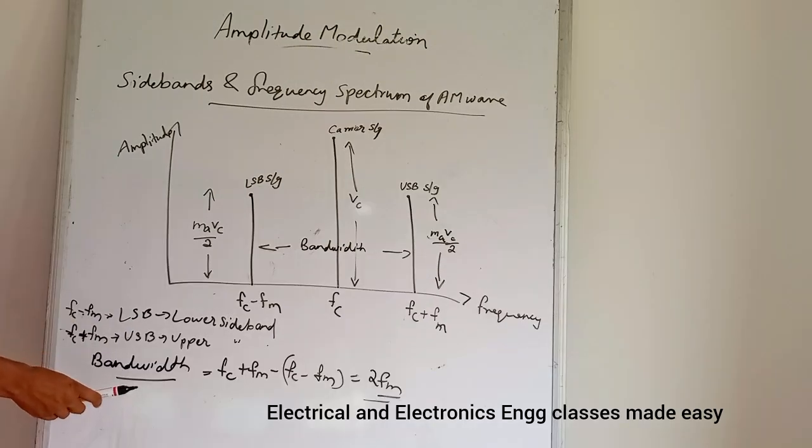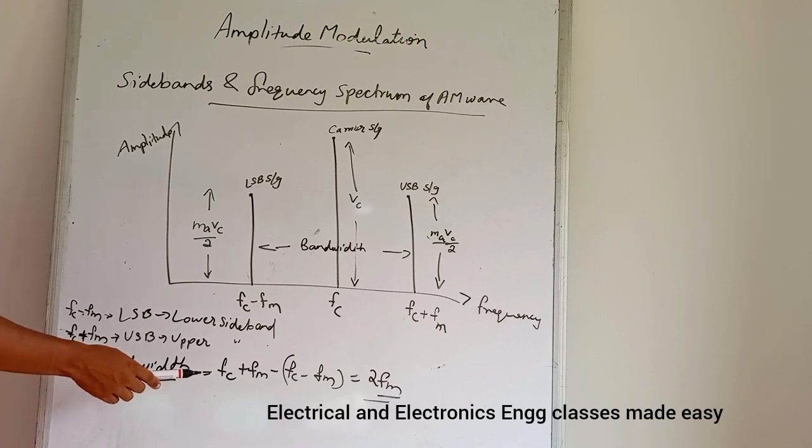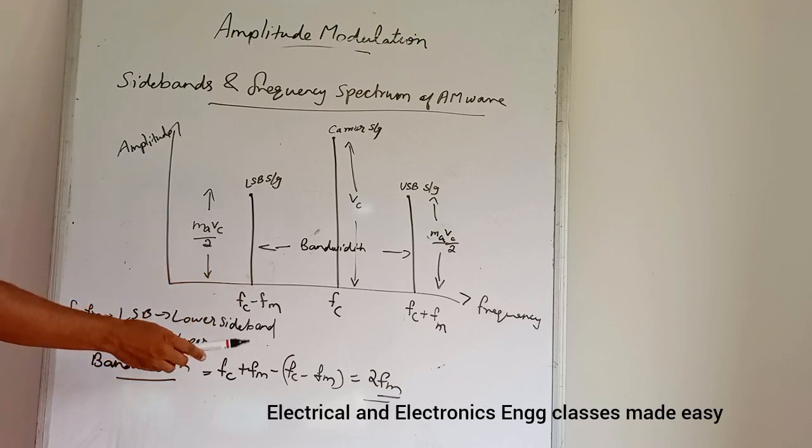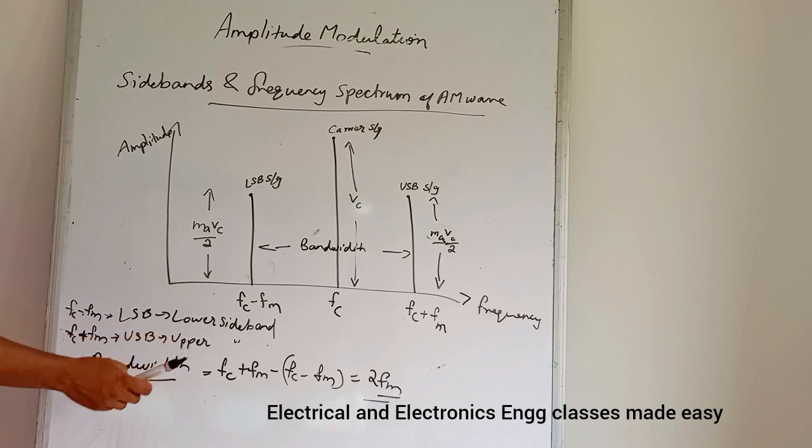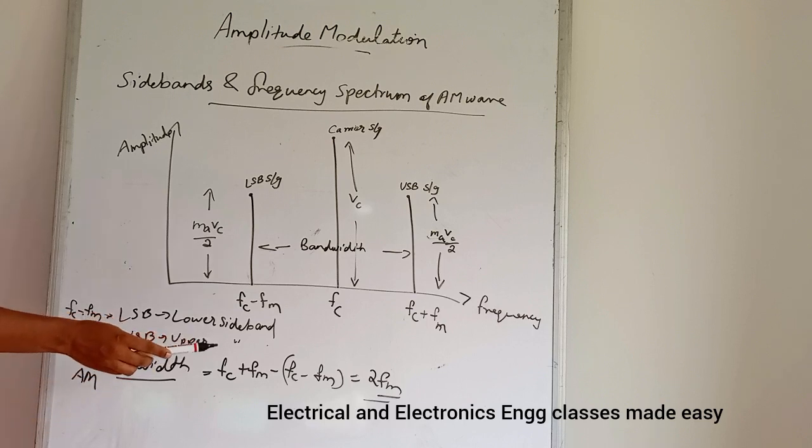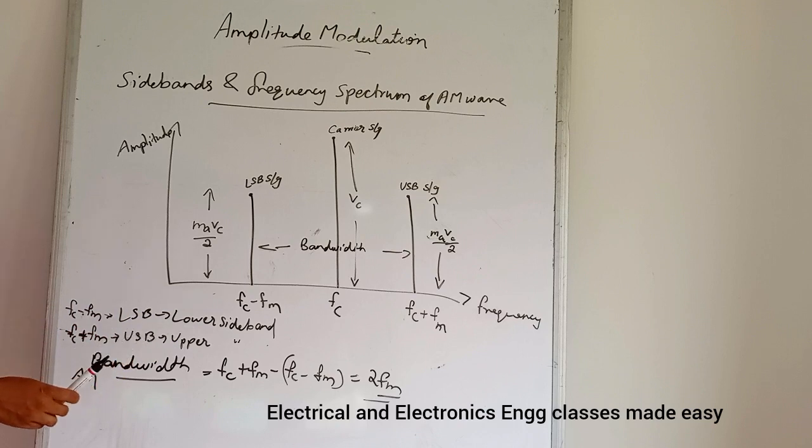Next is bandwidth. The total frequency range occupied by the modulated wave is known as its bandwidth. So, the bandwidth required for AM wave is (Fc plus Fm) minus (Fc minus Fm), and that is equal to 2 Fm. Hence, the bandwidth required for the transmission of AM wave is twice the modulating signal frequency. Fm is the modulating signal frequency. So, the bandwidth required for the AM signal wave is twice the modulating signal frequency.